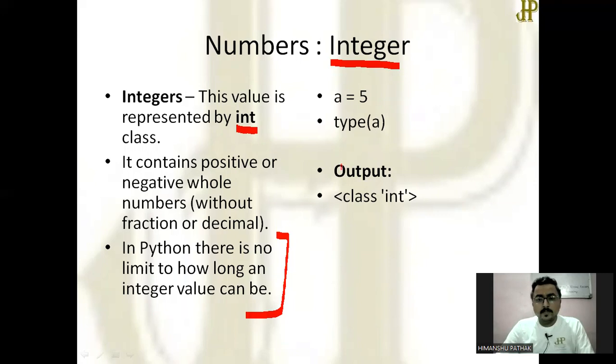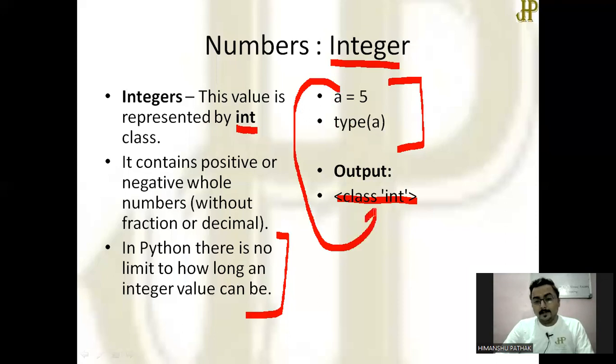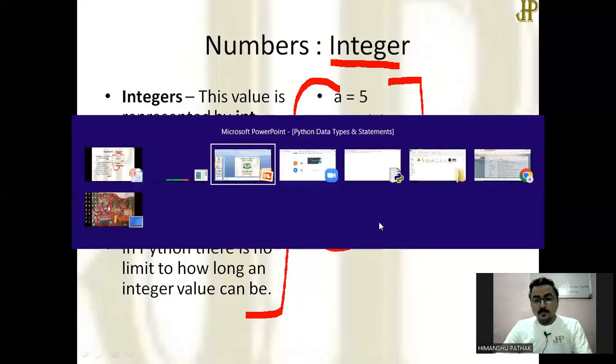So here I have given the example a = 5. Because of the dynamically typed language, a will become an integer data type or integer variable. I have used the type method, so the output should be like this: class int. Clear? So a is an object of class int. I think it is very clear to you. I'm going to show you with the practical approach.